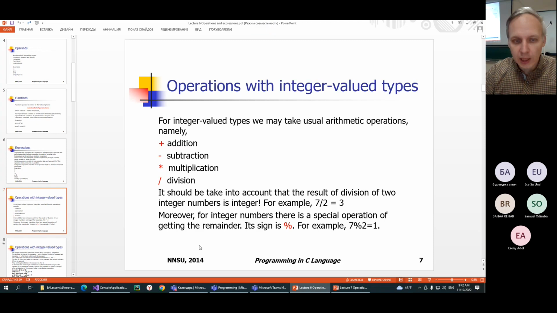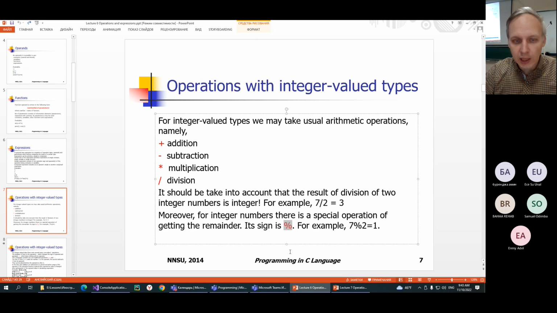Well, what operations can we apply for different types? Of course, we already discussed some of these operations when we considered integer valued data types. For integer numbers we can apply addition, subtraction, and multiplication, and also division. But let's remember that this division will be integer, and the result of the division will be integer too. In this case, 7/2 equals 3, because both of the operands are integers.